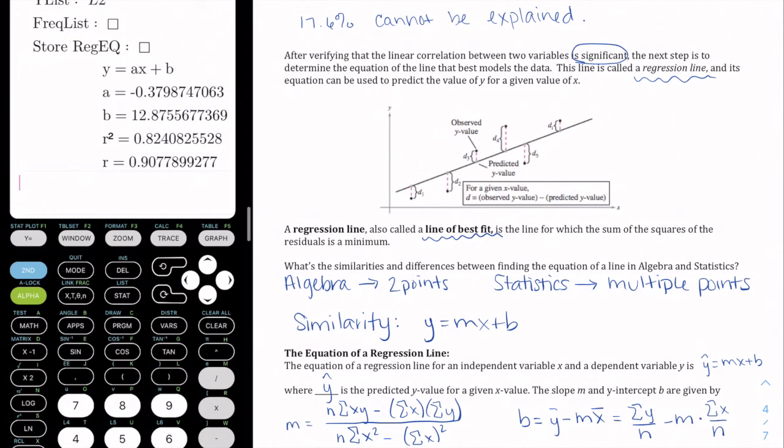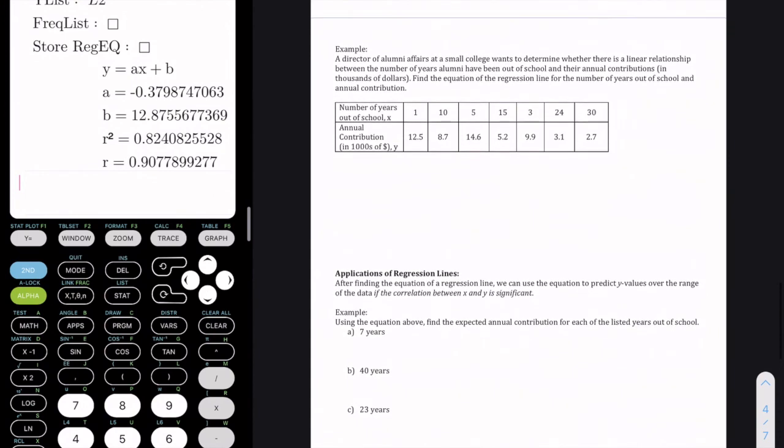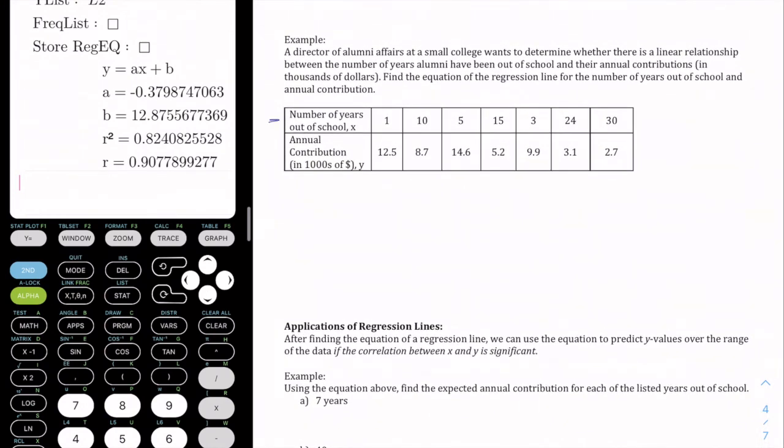But instead of using this giant formula, we are just going to use the graphing calculator. Okay, so I realize that now that I'm saying this, our x and y values, what they represent, keep changing between the number of years out of school and annual contribution with studying and test scores, so I apologize for that. So, back to this original one.